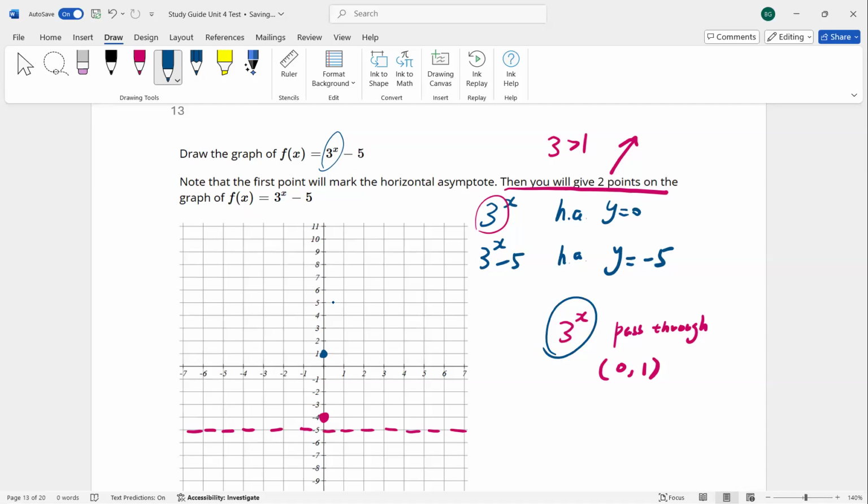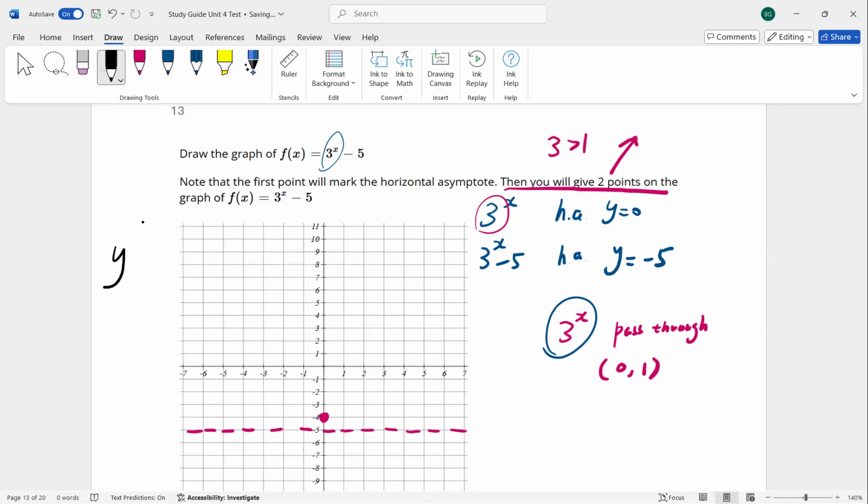it passes here. But now the function f goes down 5 units, right? So you go down 1, 2, 3, 4, 5. So the new function f of x is going to pass through 0, -4. Okay, 0, -4. And that is 1 unit above the asymptote. So that is 1 point. You need 1 more point. How do you find the 1 more point?